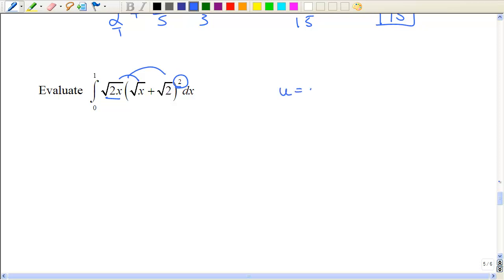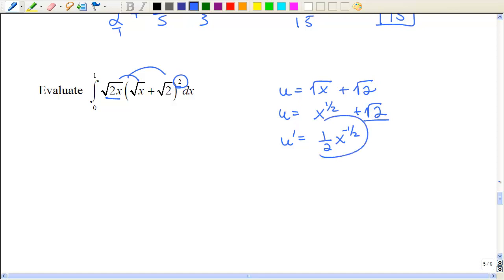Let's see, if u is the square root of x plus the square root of 2, and that's just a constant, so I'm not going to worry about that, and I take the derivative, that's going to be x to the negative 1/2, and that's going to be 0. And I don't have this here, so I don't think they mean for me to use u substitution. Let's go ahead and multiply it out like I did before. So I have to FOIL that out.